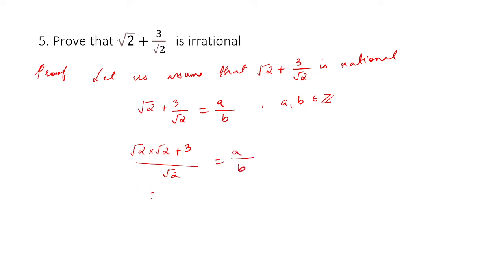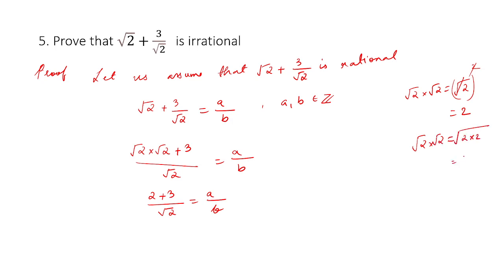So root 2 into root 2 gives you 2, plus 3, so 2 plus 3 by root 2 equals a by b. Root 2 into root 2 basically means root 2 whole squared, so you can cancel out the square and you end up getting 2. Or if you're more confident with this, root 2 into root 2 means root 2 square, and you can cancel out the square, so you're left with 2. Clear? So you're left with 5 by root 2 equal to a by b.